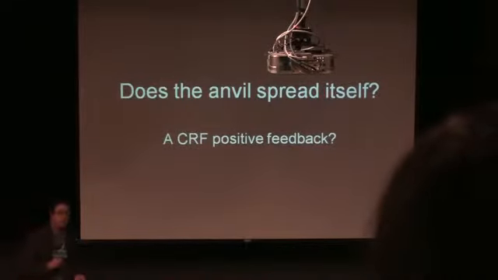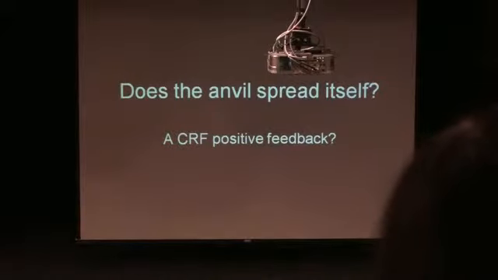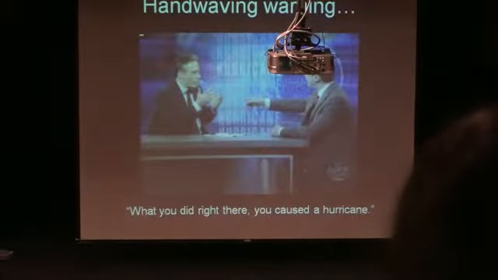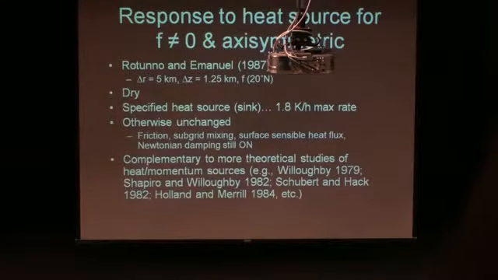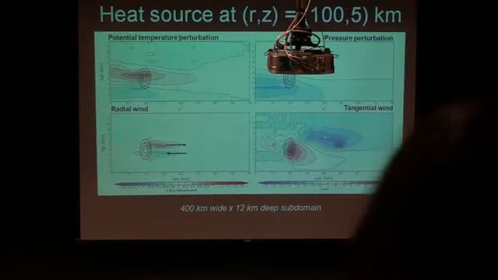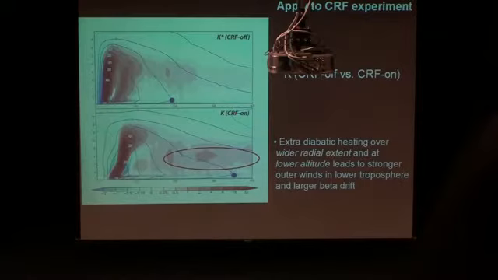I apologize for that, but the basic idea is I think that with the cloud radiative feedback on, the storms are larger in part because the radiative feedback makes it larger. Okay? So I wish I had time for this slide, but I don't. And so basically, let me skip on ahead here.